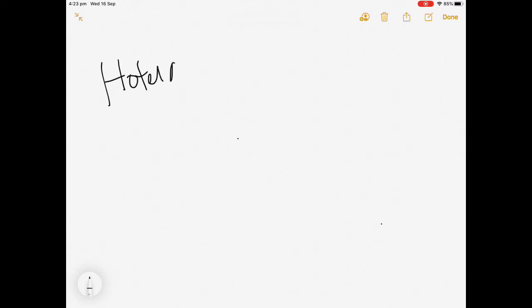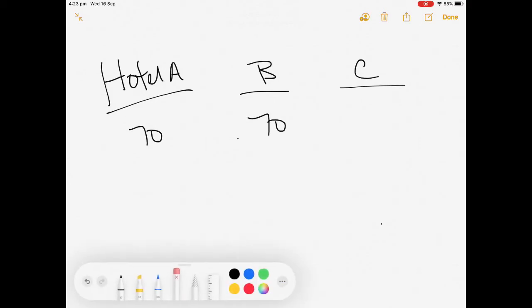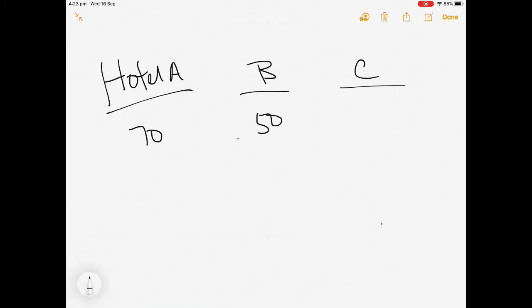Okay, so we've got Hotel A, B, and C, okay? So for instance, I tell you that I sold 70 rooms in each of these hotels. Or no, actually let's change that, okay? So I sold 70 rooms in Hotel A, I sold 50 rooms in Hotel B, and I sold 20 rooms in Hotel C. If we just look at the number of rooms, that tells us nothing, okay? Because let's say the rooms sold.